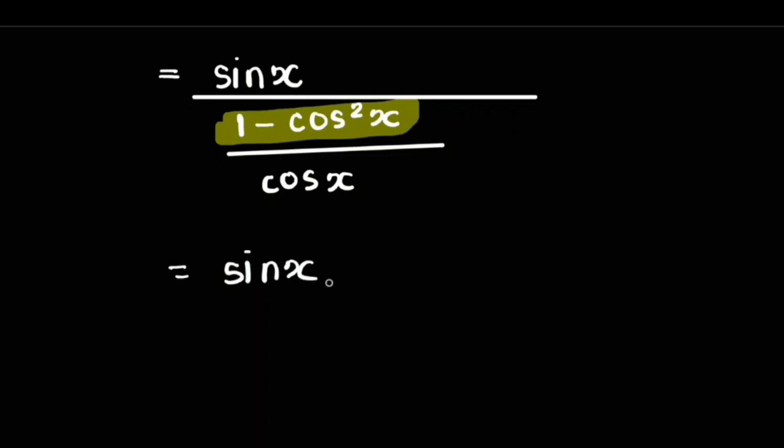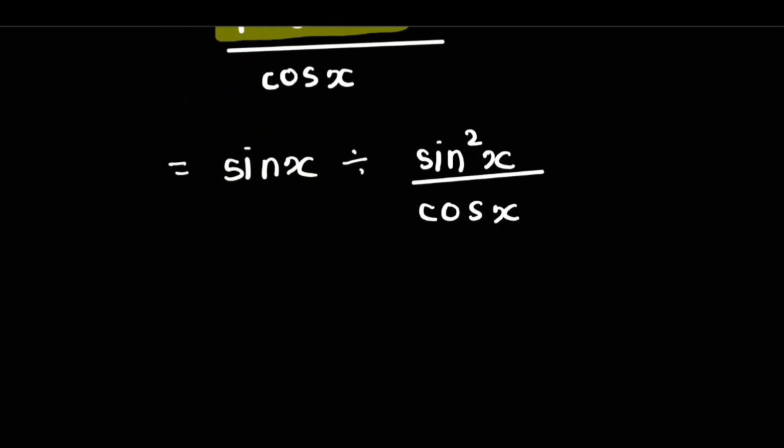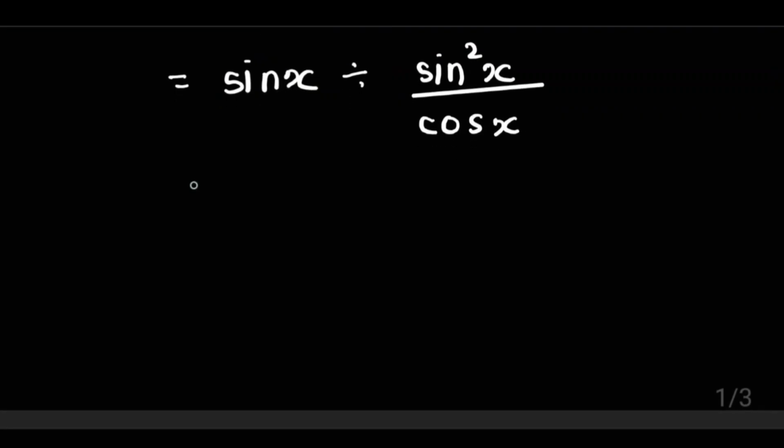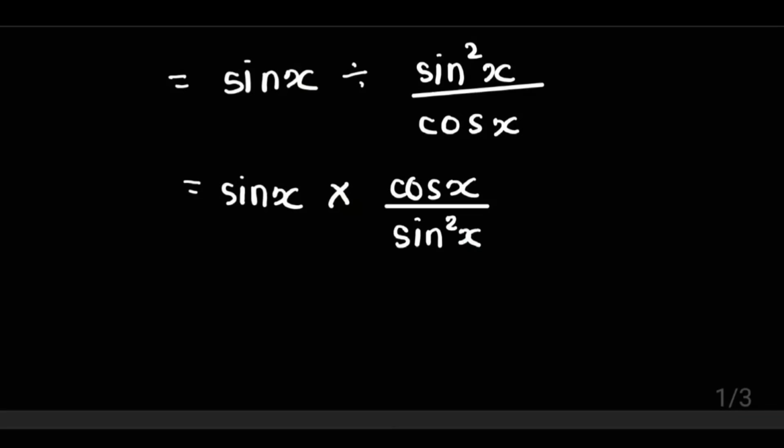When you have a fraction within a fraction, it's best to write your main fraction line as a division sign. So 1 minus cos squared x is going to be sine squared x over cos x. This is a lot easier to interpret, to understand, and to know what to do, especially when it comes to seeing what cancels out with each other. Now we know that when we are dividing two fractions, our next step is to change the division into a multiplication, and your second fraction gets inverted. So we have cos x over sine squared x.